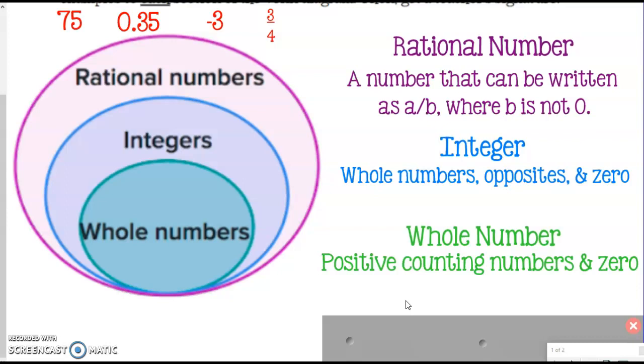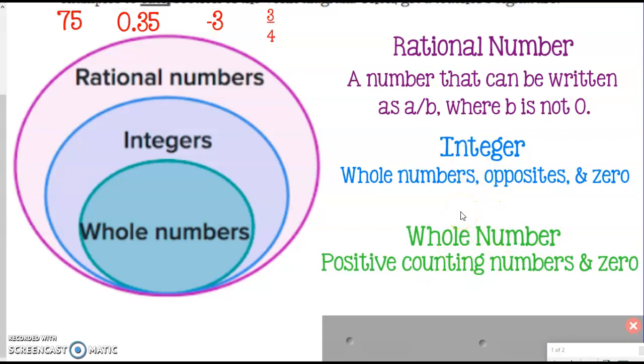I know I'm using the word there, but it really is a whole number. So no decimals, no fractions, and in this case, no negatives. So positive counting numbers, so 1, 2, 3, 4, like that. And zero. So from 0 and then 1, 2, 3, 4, those would be whole numbers, okay?